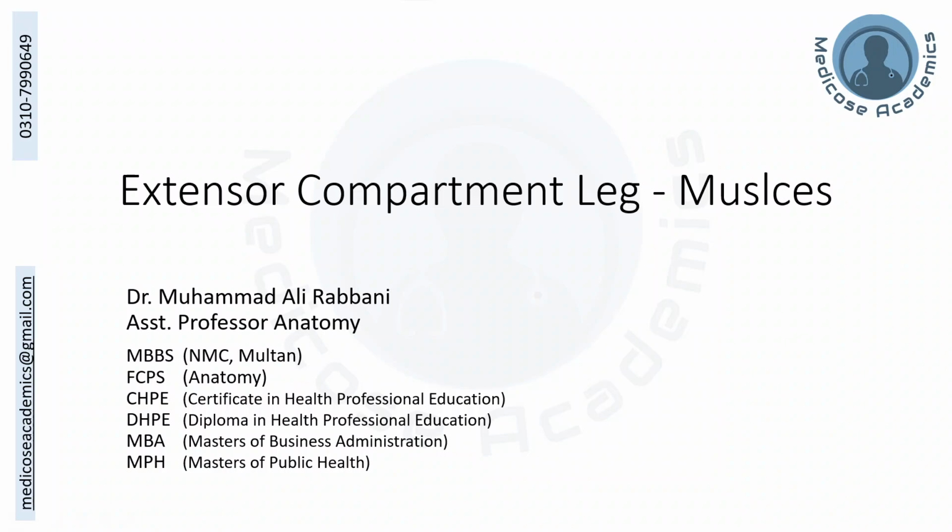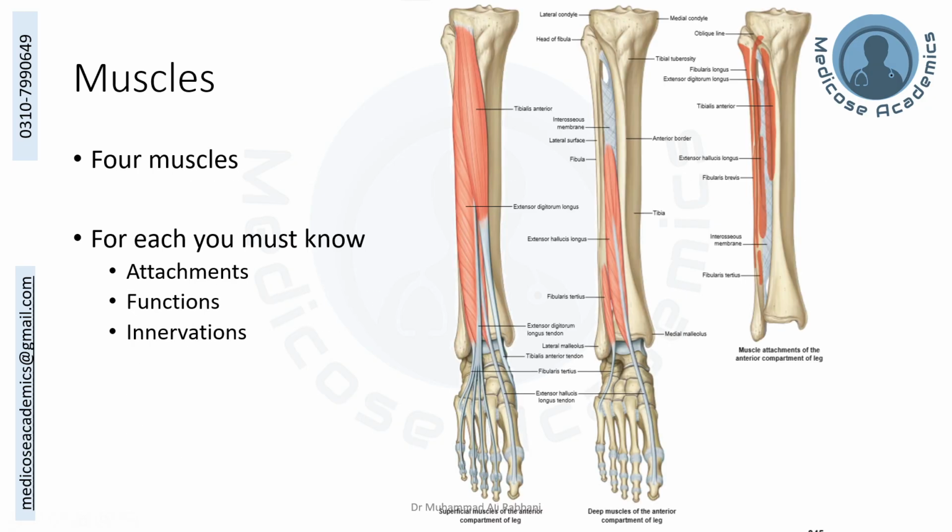Let us talk about the extensor compartment of the leg, the muscles of it. In this, you are supposed to know the four muscles, and these include tibialis anterior, extensor digitorum longus, extensor hallucis longus, and fibularis tertius, also called peroneus tertius, sometimes also called fibularis brevis or peroneus brevis. For each of the muscles, you are supposed to know the attachments, functions, and innervations.